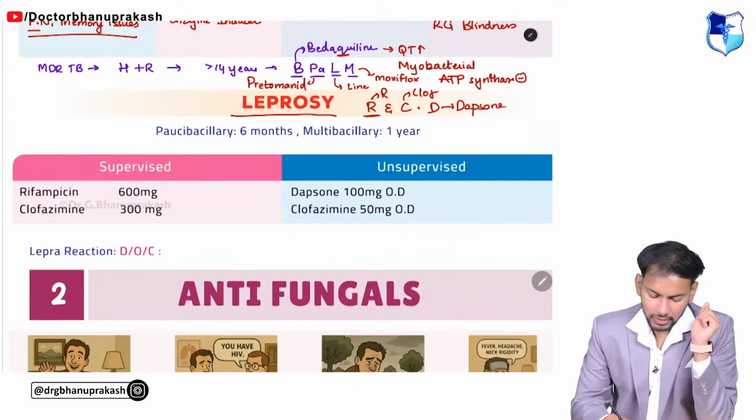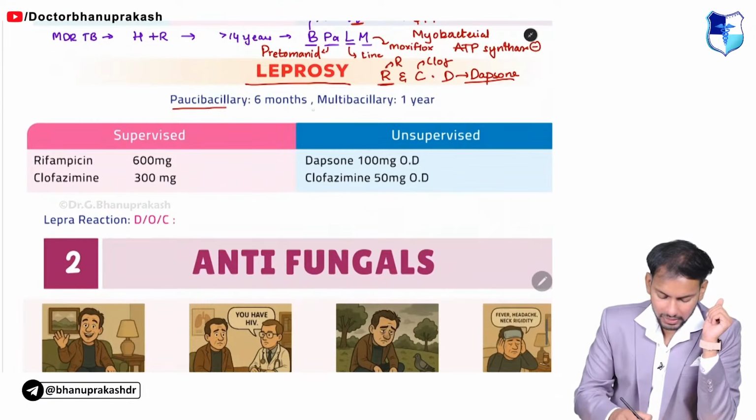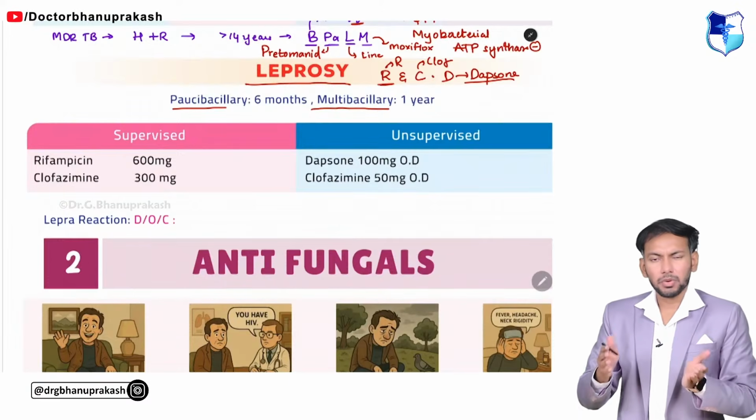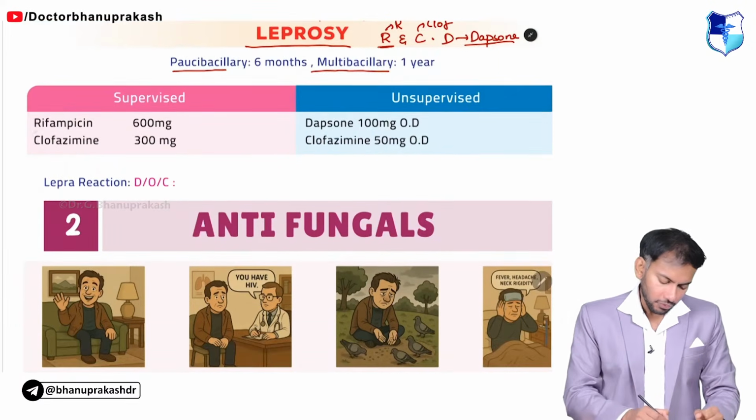What is the drug of choice in leprosy? It is dapsone. Now, we have two kinds of leprosy, paucibacillary and multibacillary. For paucibacillary, you have to treat for 6 months. For multibacillary, you have to treat for 1 year. Now, what is the exact treatment? We will see. First, you have to give rifampicin and clofazimine.